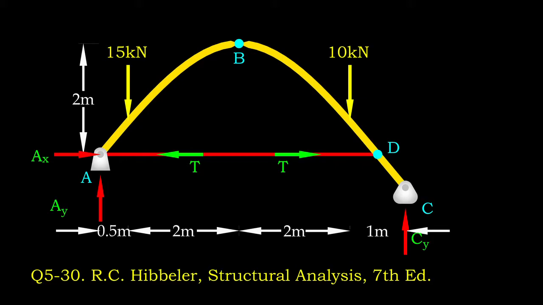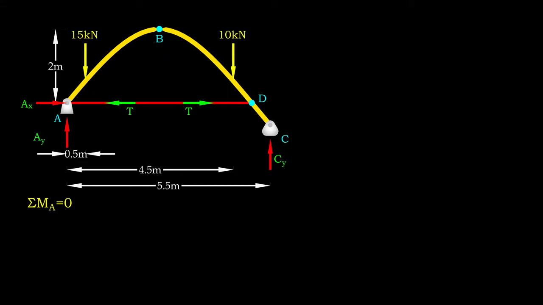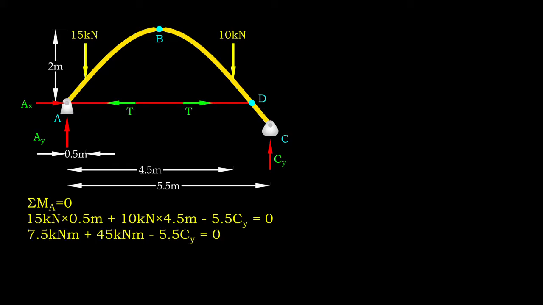To do so, we need 4 equilibrium equations to solve our 4 unknown forces: 2 from support A, 1 from support C, and 1 from the cable. We construct our first equilibrium equation by taking moment about point A. This equation does not involve cable force T, and therefore, we will be determining the support reaction Cy.